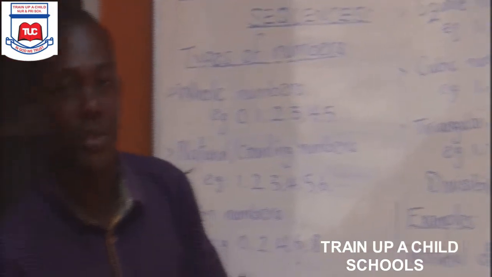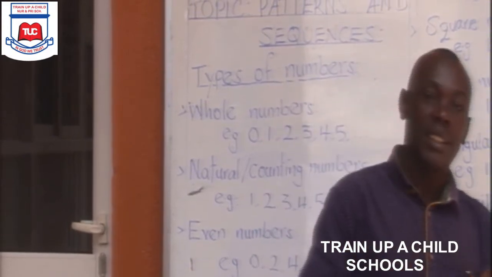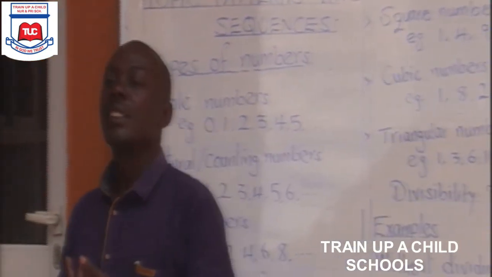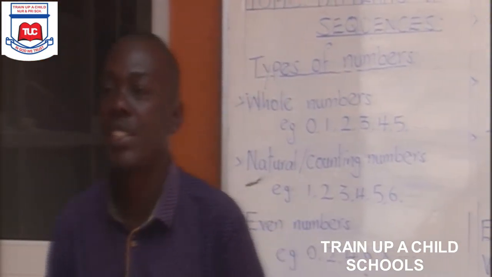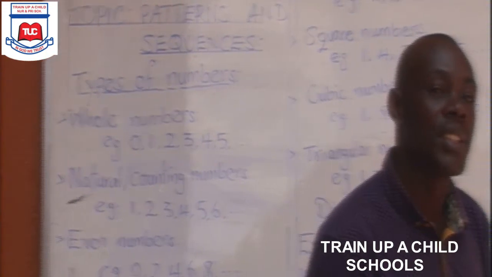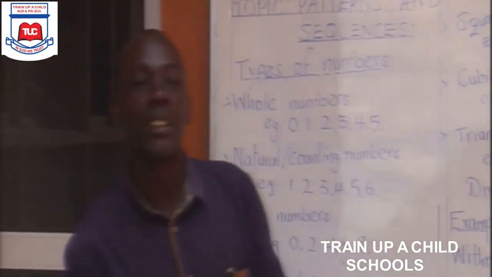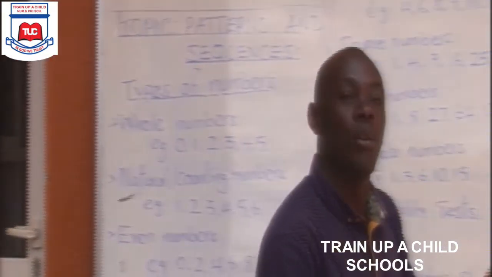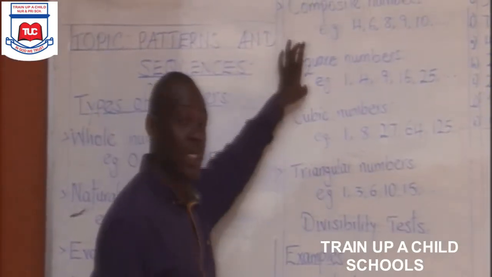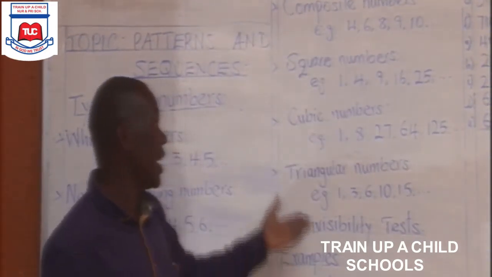The first 12 squares. So that is 1, 4, 9, 16, 25, 36, 49, 64, 81, 100, 121, then 144, and so on. So the first 12 squares are in that style. Remember I said square numbers are those got by multiplying a number by itself.